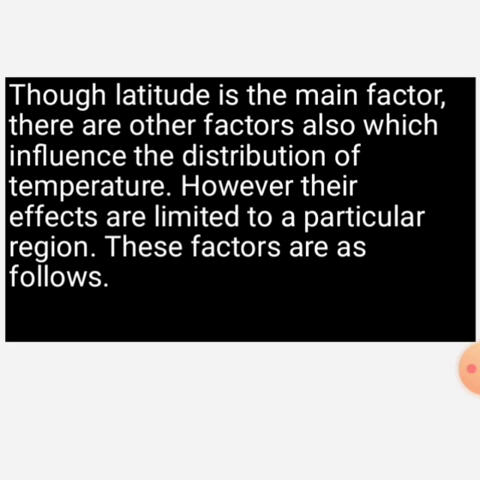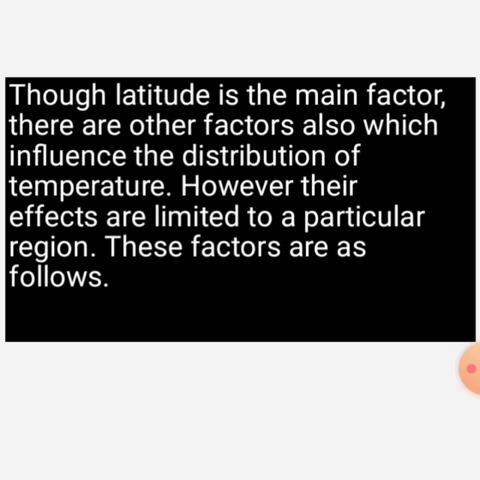Now, though latitude is the main factor, there are other factors also which influence the distribution of temperature. Now latitude means, students, the distance of a place north or south of the line that we imagine around the middle of the earth, the equator. That is known as the latitude. Already we have learned this in the previous lesson also. However, their effects are limited to a particular region. These factors are as follows. So what are the factors that affect the earth?